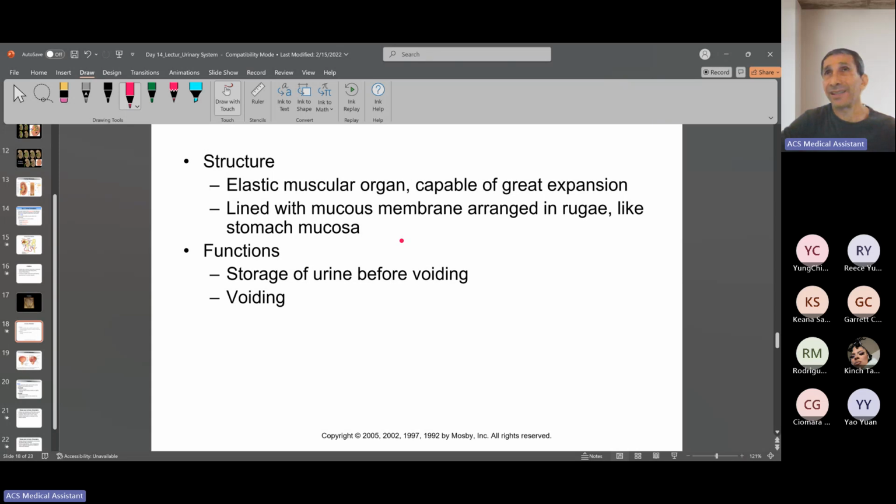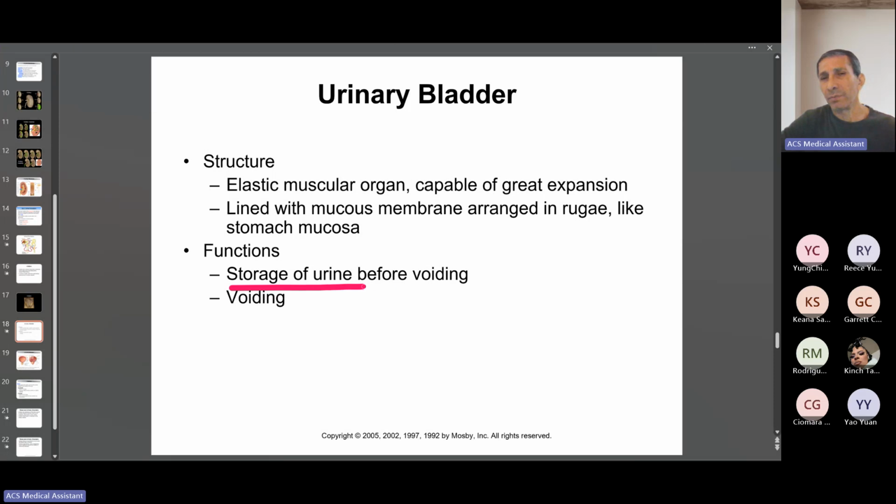And what does this sac, this organ, the urinary bladder, do? What is the function? Storage of urine before voiding. Remember, voiding means peeing, urinating, micturating. The urinary bladder does not produce urine. This is like the gallbladder. The gallbladder does not produce bile. It's a storage spot.